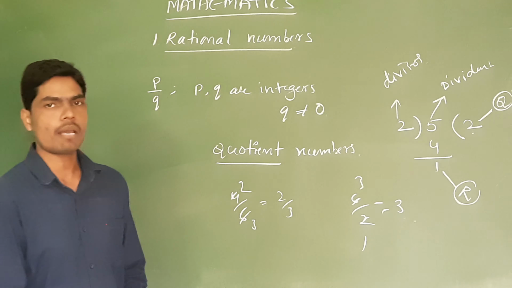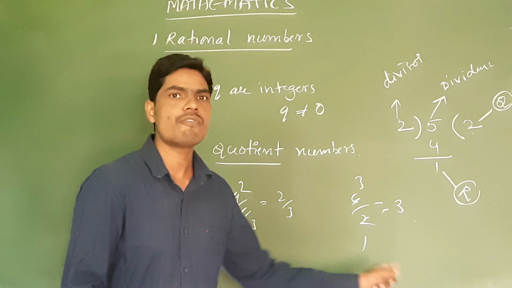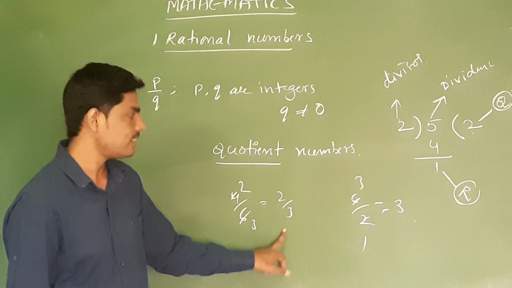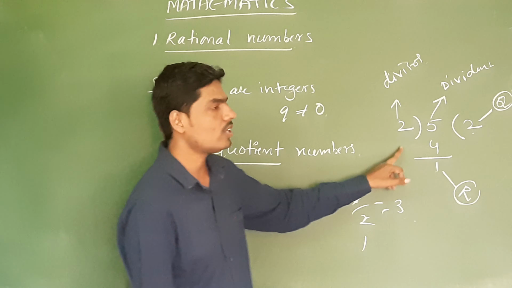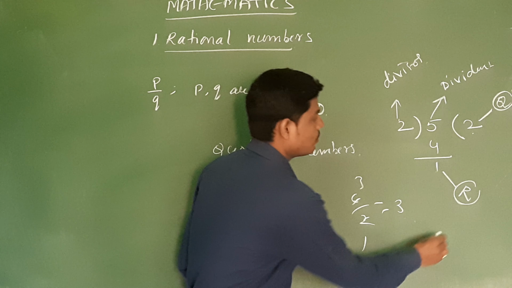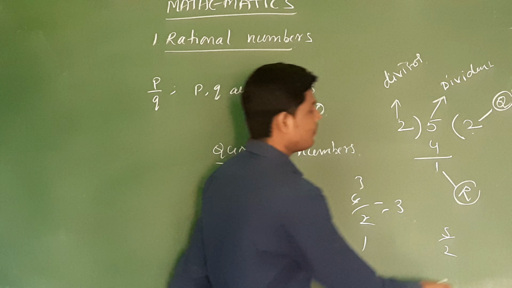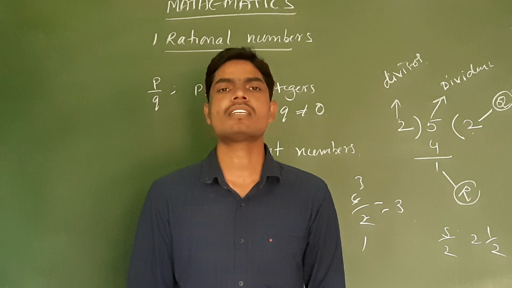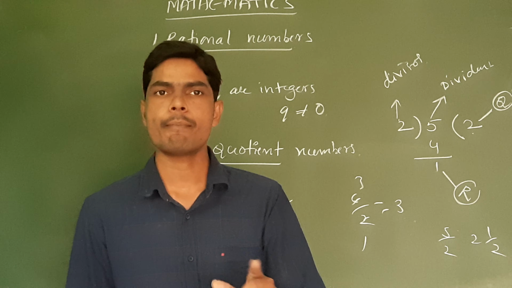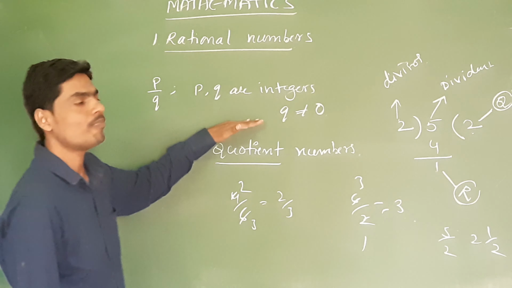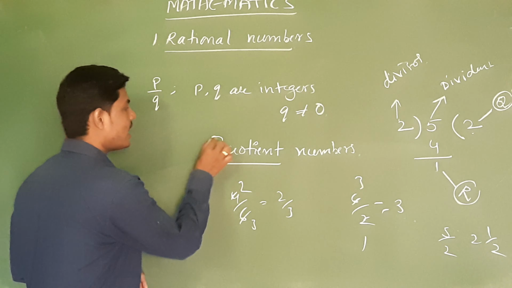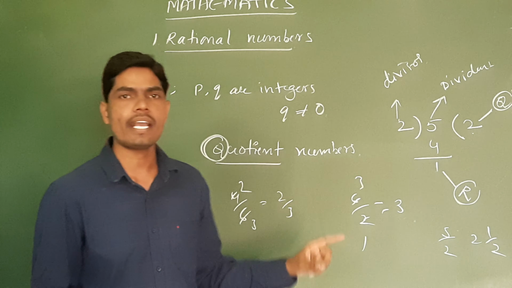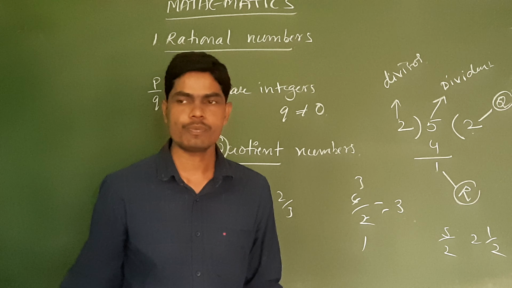Every time, the solution is from the quotient. Here 2 by 3, here 3, and here you can take 5 by 2, that is 2 and 1 by 2 as a mixed fraction. So that's why these numbers are also called quotient numbers. By this name, the first letter is Q. So that's why we denote these rational numbers by the capital letter Q.